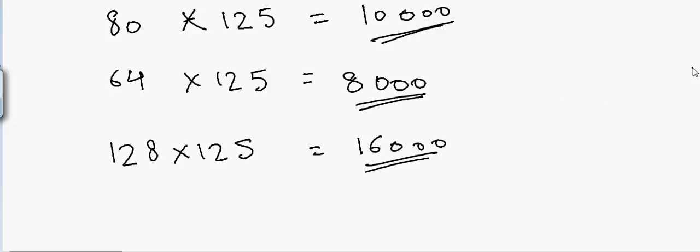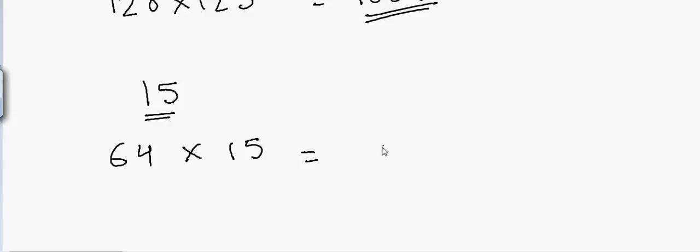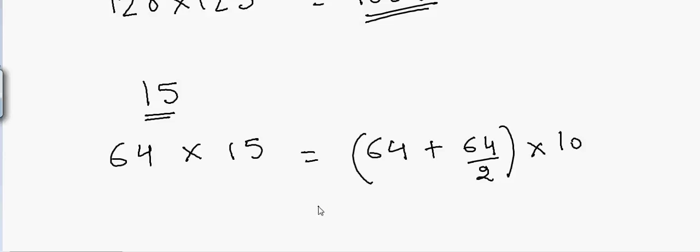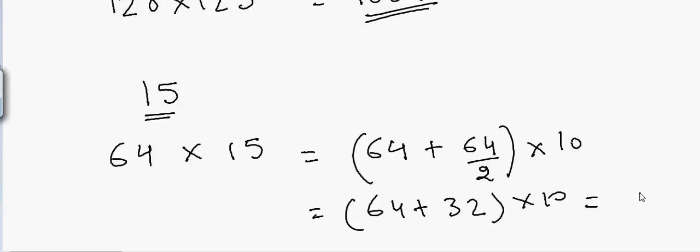Now let's go to multiplication by 15. In case of 15, this is a little different. Suppose we have 64 and want to multiply it by 15. In this case, what I will do is I will take 64 and then I will add 64 divided by 2 to it, and then multiply by 10. So that will be equal to 64 plus 32 into 10, and that's equal to 960, right?